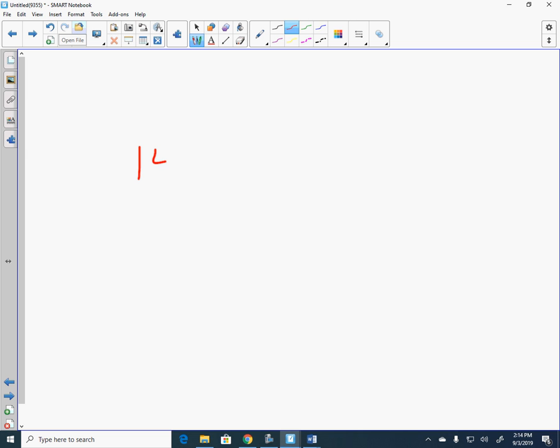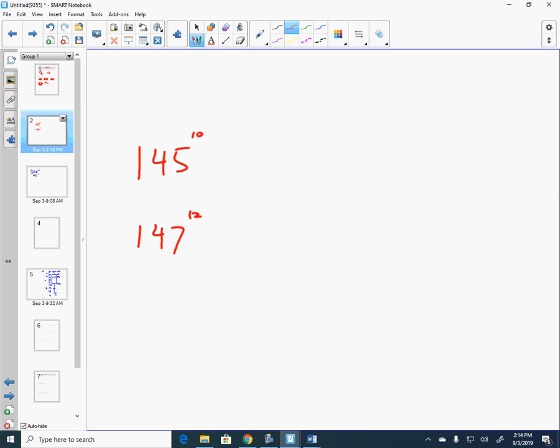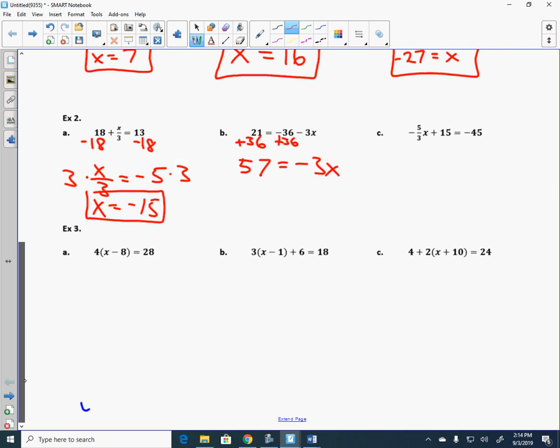Is the number 145 divisible by 3? What's 1 plus 4 plus 5? 10. Is 10 divisible by 3? So 145 is not either. What's 1 plus 4 plus 7? Is 12 divisible by 3? So 147 is divisible by 3 as well. So as you look at this number right here, it works for the number 3. Is 57, if you add the 5 and the 7, you get 12. Is that divisible by 3? So 57 is as well. So negative 19 is equal to x.